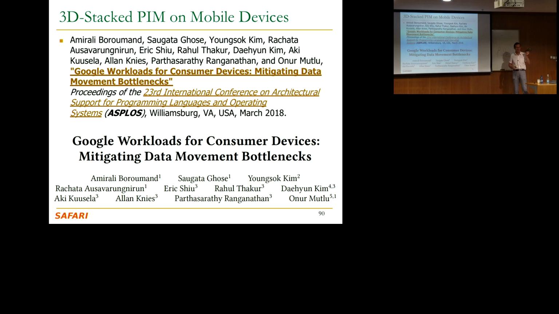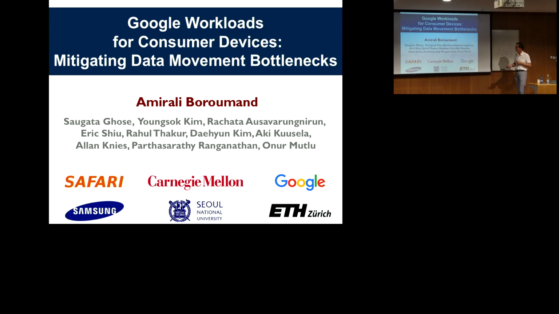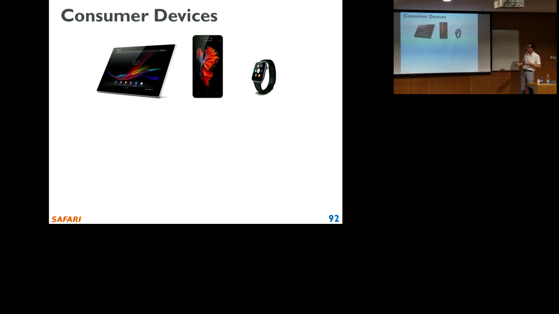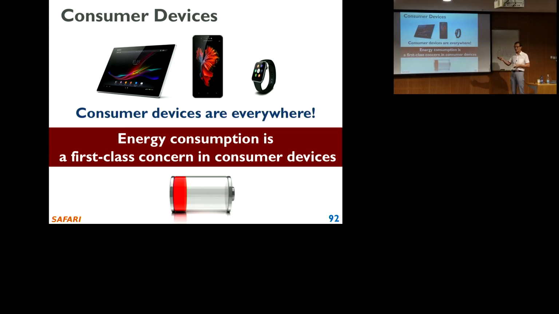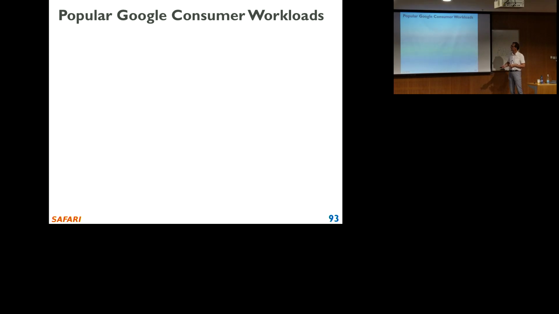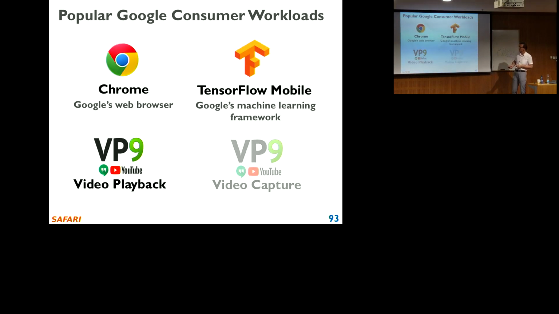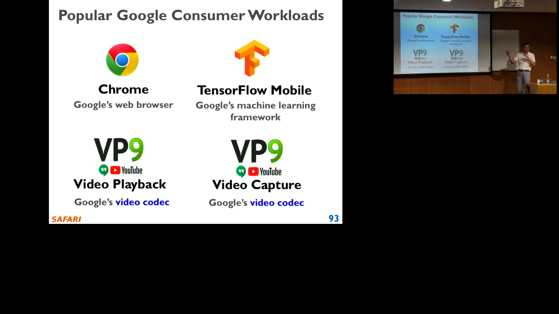I think these devices are very interesting because they're very energy constrained. We wanted to understand what could be done for data movement in these devices. I'm going to talk about this work that was very recently published. I'm going to use some of Amirali's slides. Consumer devices are everywhere, and energy consumption is a first-class concern, clearly. We wanted to examine some workloads. We did this in collaboration with Google, and spent some time at Google to understand these workloads.